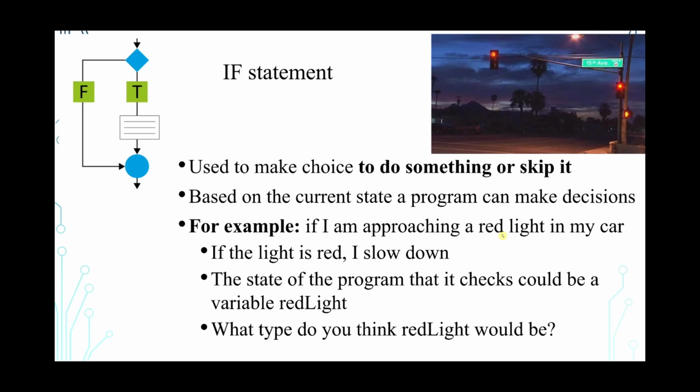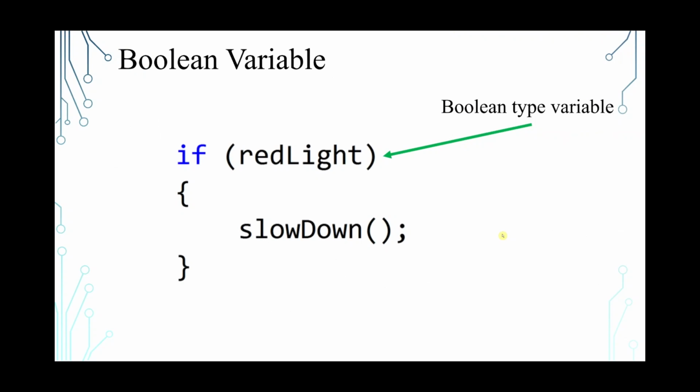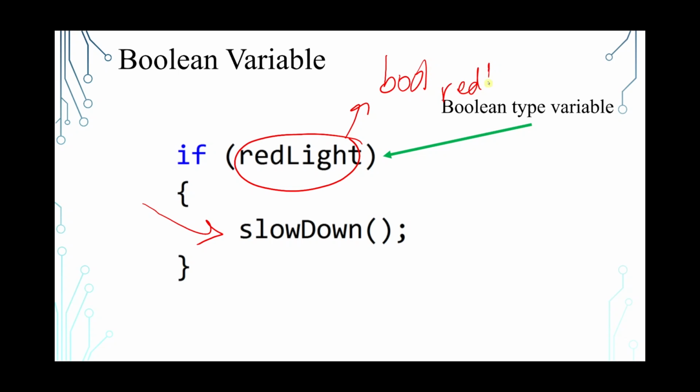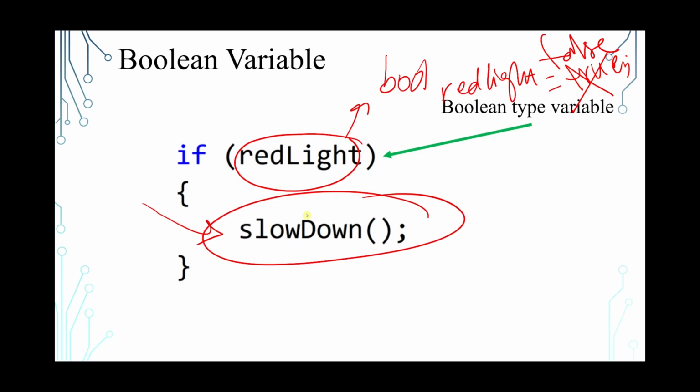So, for example, if I'm approaching a red light in my car, if the light is red, I would slow down to definitely stop. If it's yellow, then I would slow down a little bit, and wait for it to be red to stop. If it's green, I would keep going. So if it's a red light, I would initiate the sequence for slowing down to eventually stop. So this is a Boolean type variable. So I have Boolean red light equal true. Now, if I am approaching a traffic light and it's not red light, I would change that to false. Then I would not slow down. I would skip the slowing down sequence.